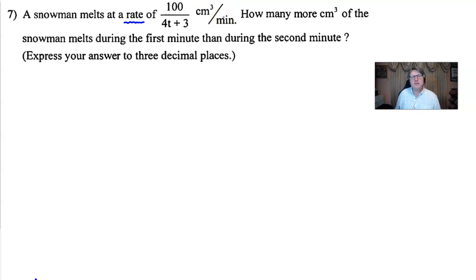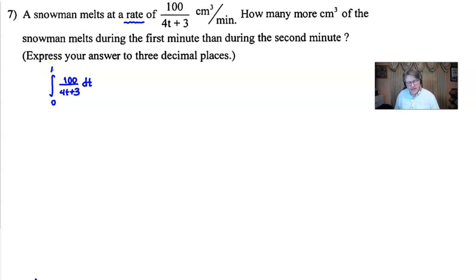And the only way that you can do that in calculus, or the most effective way at least, is to use an integral. And so we are just going to integrate this 100 over 4t plus 3 with respect to t, and we want to do so during a certain time interval. Which one? Well, it says during the first minute. Well, the first minute will always start at time 0, and then it shall end at time 1.